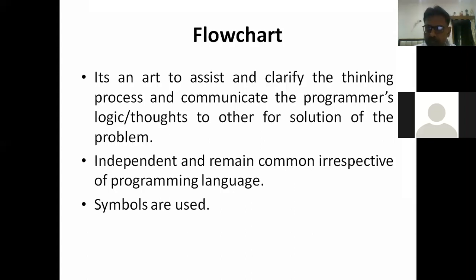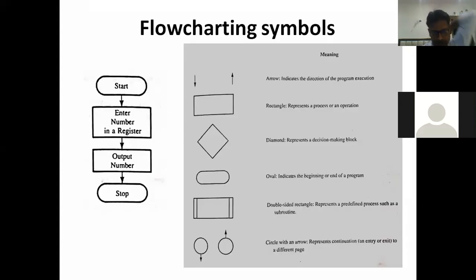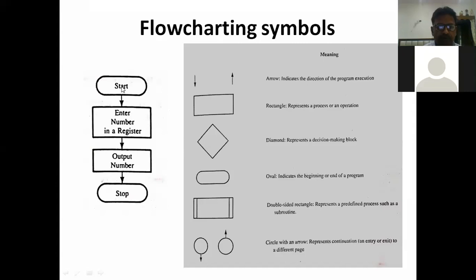If we are using assembly language, we will be using mnemonics code. If we are using a high-level language, we will be using the code of that language by which we are trying to solve the problem. And for drawing the flowchart, different symbols are being used. This is a simple flowchart, an example of a flowchart, in which we have certain representations of boxes: start, enter the number in the register, output the number, and stop.